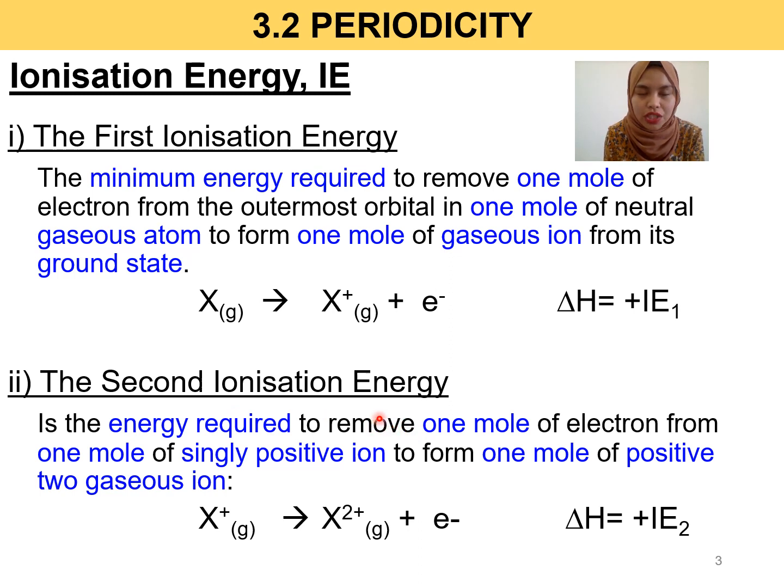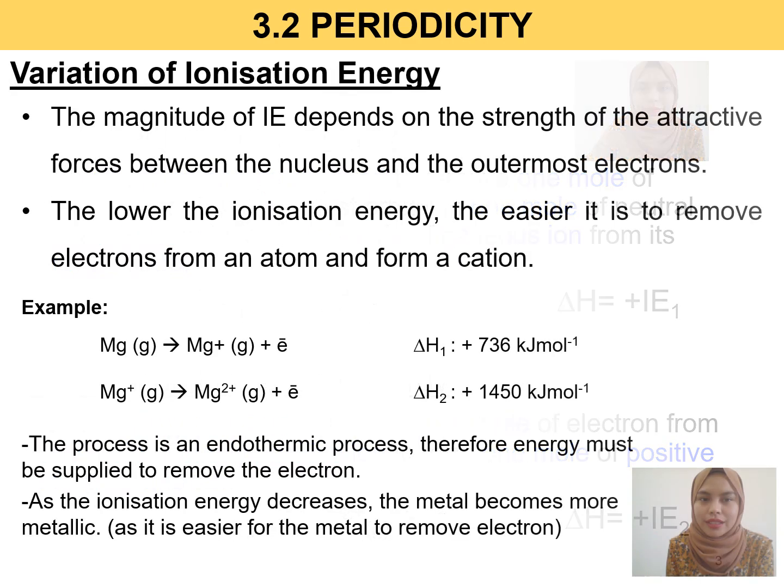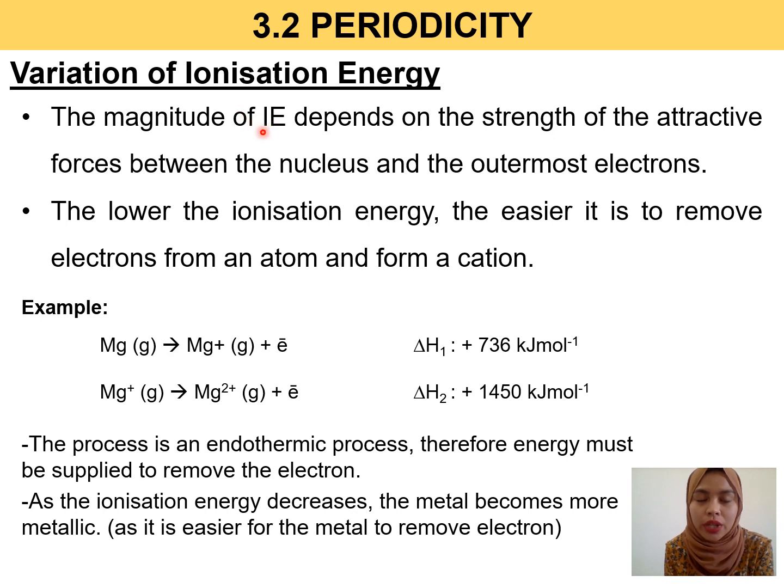Still, whether it is first ionization energy or second ionization energy, its symbol is positive. Okay, why positive? Because you always need energy to remove an electron. But for the first ionization energy, the symbol will be IE1. For the second ionization energy, its symbol is IE2. Okay, so if you want to know the magnitude of ionization energy, the magnitude being how large or small the ionization energy is, it all depends on the strength of the attractive forces between the nucleus and the outermost electrons.